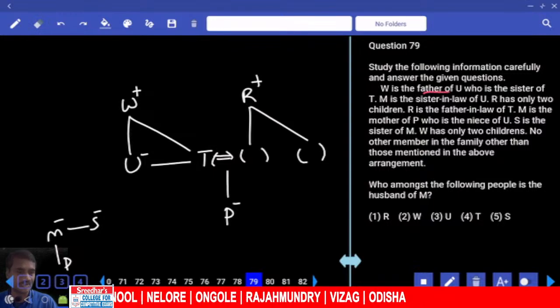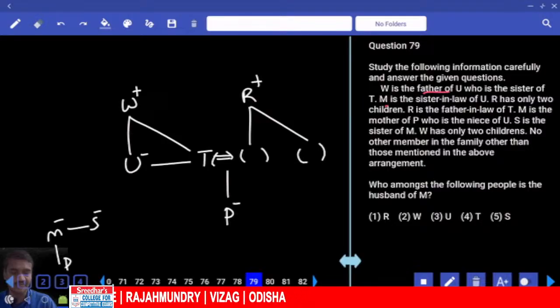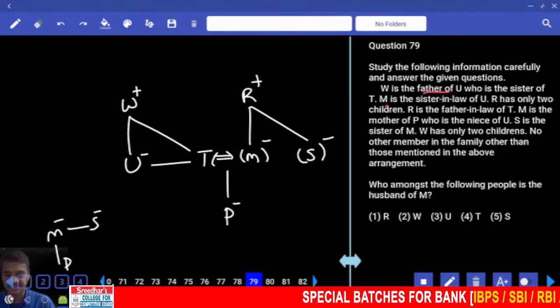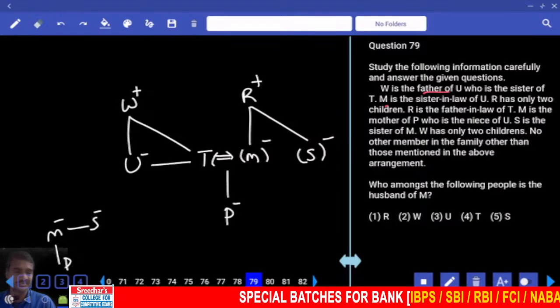Now W is the father of U and U is the sister. M is the sister-in-law of U. M must be here. Because W is having only 2 children. M is here. S is here. Then now P. Whatever this P here and P is the child of this M.